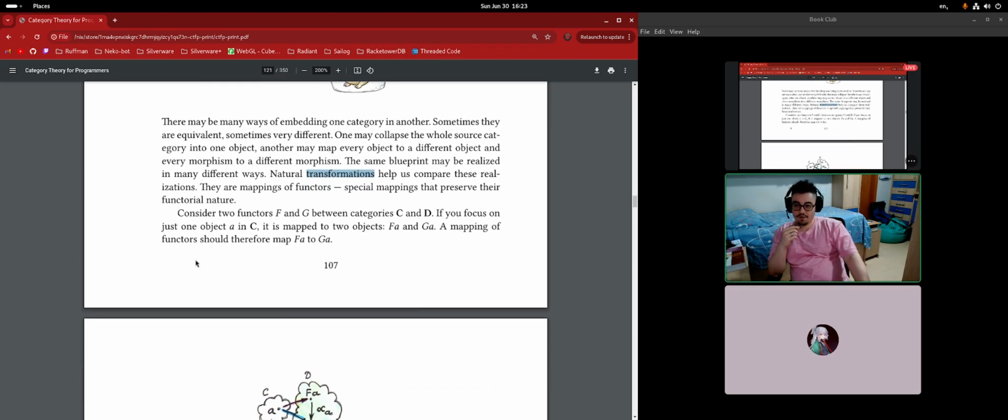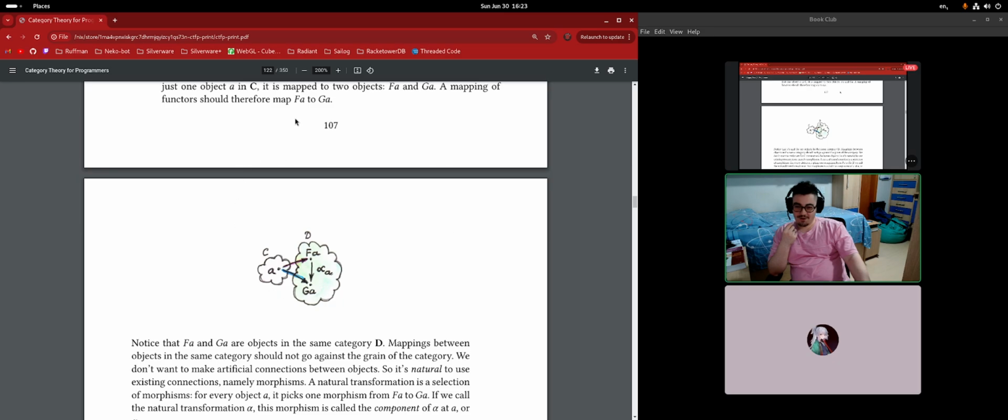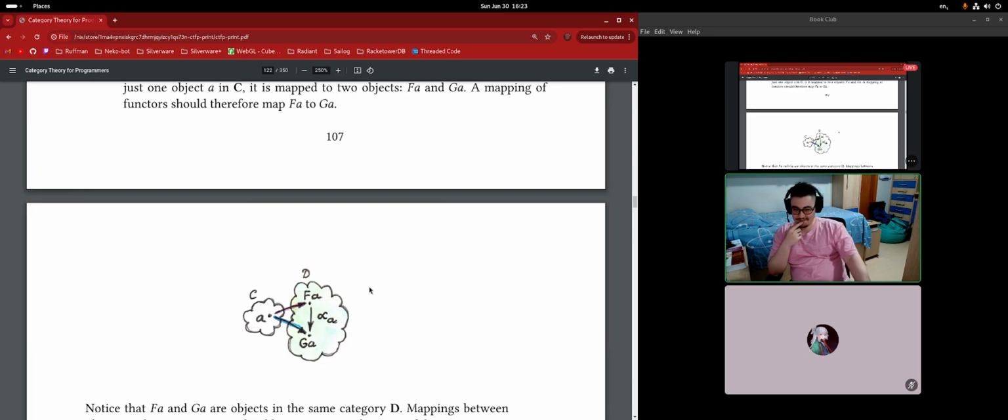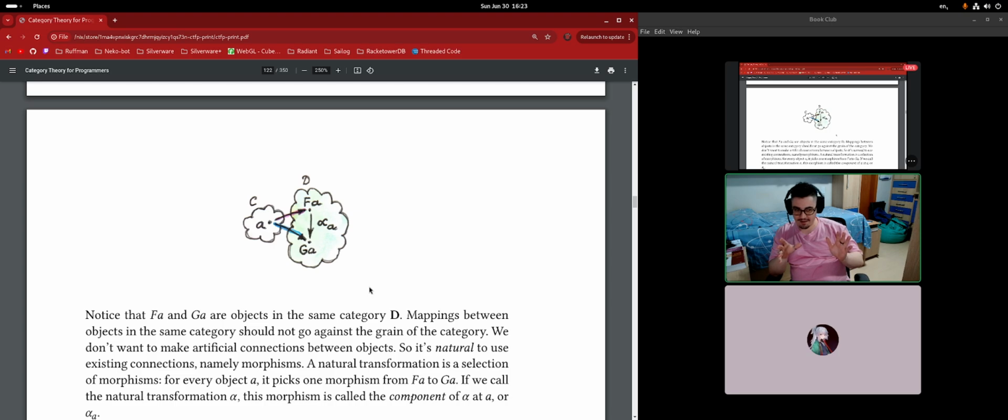So we have two functors F and G between categories C and D. If you focus on just one object A in C, it is mapped to two objects within D. That's important: F of A and G of A. So here's the first of many diagrams you're going to see today. And not all of them are crazy, because I think 95% of them are fine.